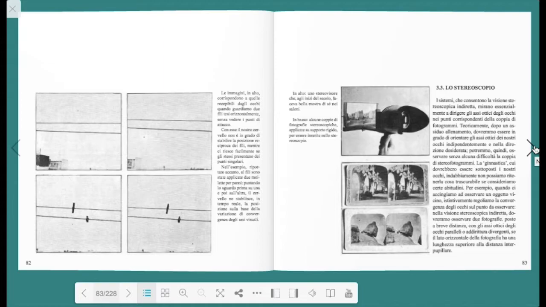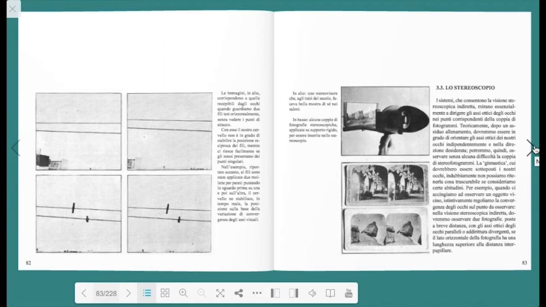In the example, shown alongside, two clothes pegs were applied to the wires. Focusing first on one and then on the other, the brain establishes its position, in real time, based on the convergence variation of the visual axes. Page 83. Above, a stereoscope viewer which, at the beginning of the century, made a fine show in the halls. Below, some pairs of stereoscopic photographs, applied on a rigid support, to be installed in the stereoscope.